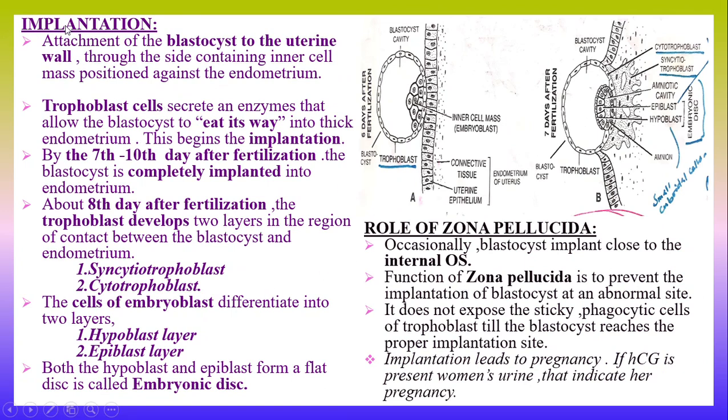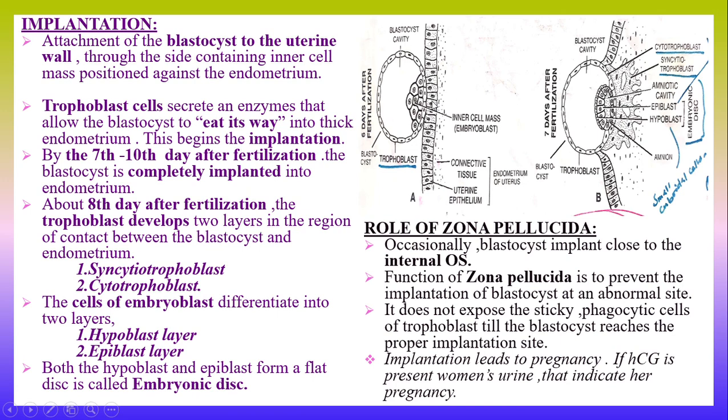Okay, now implantation. The embryo has arrived and must now implant. Note this: attachment of the blastocyst to the uterine wall through the side containing the inner cell mass, positioned against the endometrium. See, this is the endometrium layer, and here the embryo implants. This is the structure we saw earlier. This is called the trophoblast. This is the inner cell mass, that is, the embryoblast. The side with the embryoblast is the side that attaches to the endometrium.